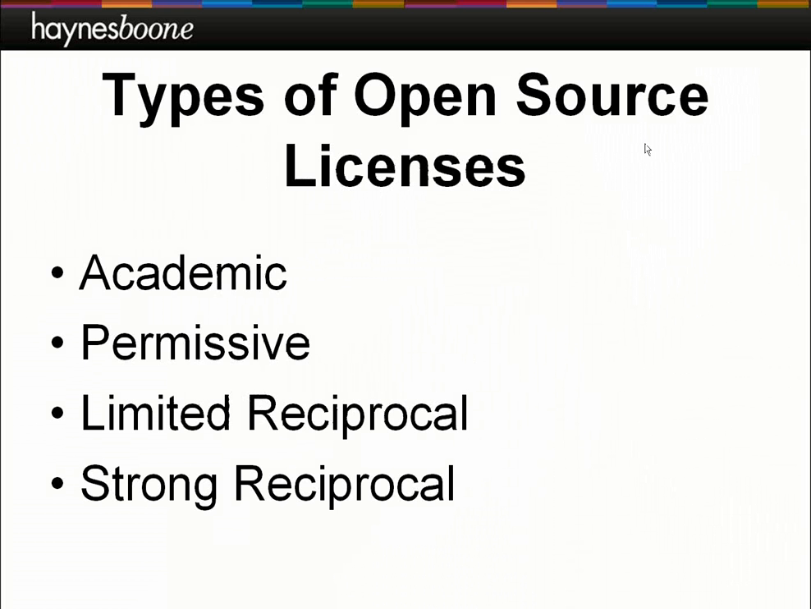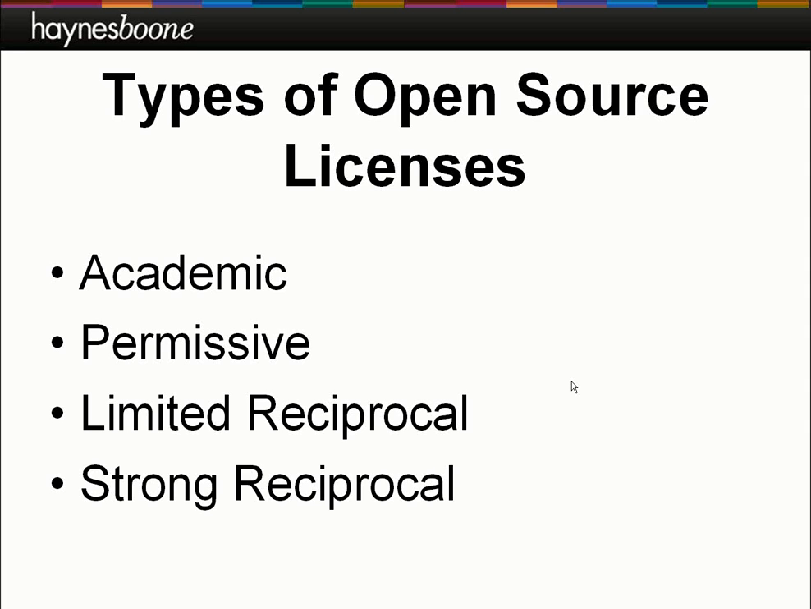So you see the spectrum here. The so-called academic licenses allow you to do almost anything with the code as long as you don't claim that it's yours. These licenses, like the BSD or Berkeley Software Distribution license or the MIT license, got their name from the colleges and universities that developed the code for education or research and then released it under these liberal licenses because they got what they wanted out of it.